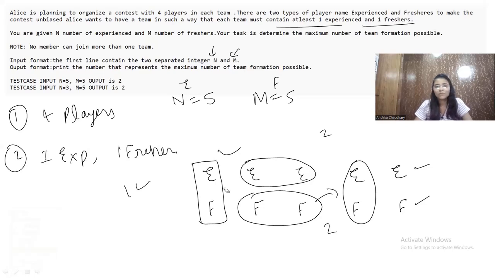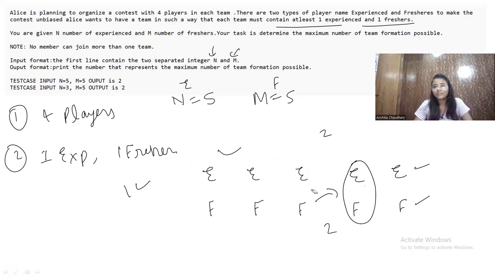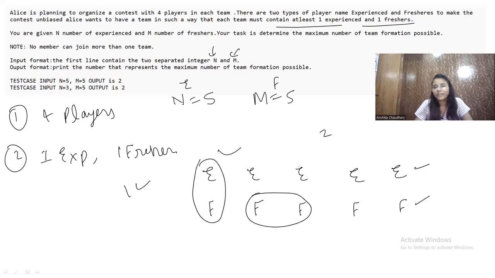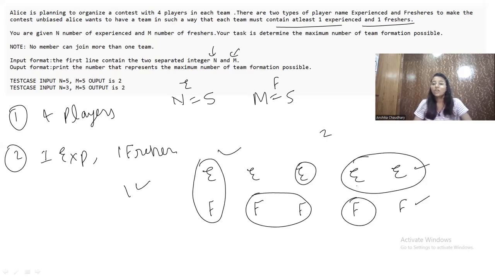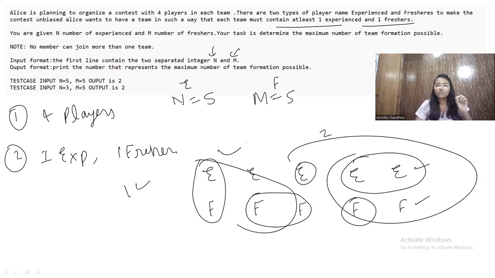Now the next possible way to make a team is, just a minute, experienced and fresher should be there. Now we can take fresher only, and from here we can take experienced and fresher, and we can take these two experienced as well. So what we are doing is that here we make one team and here we make one team, right? So there will be two possible teams. And what will be the maximum possible team formation?